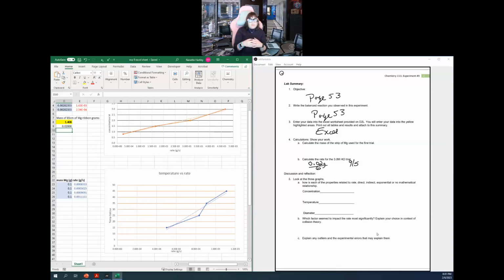We would expect greater collisions with higher temperatures because everything moves faster. And of course, as our diameter gets bigger, we give it more surface area. So the expectation is that that would be faster. Explaining outliers in your experimental data. So there's that. That's your summary.